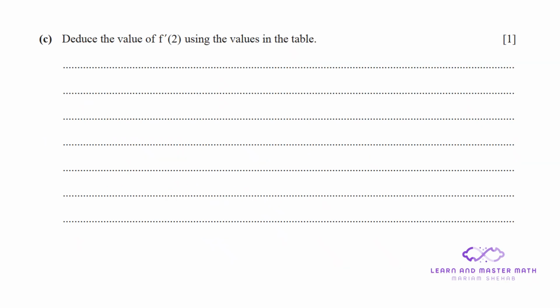Deduce the value of f prime of 2 using the values in the table. As you see, the closest point to A is B, and the gradient of AB was approximately 6.25. So here the answer is 6.25. It's only 1 mark. You can pick this up from the table.